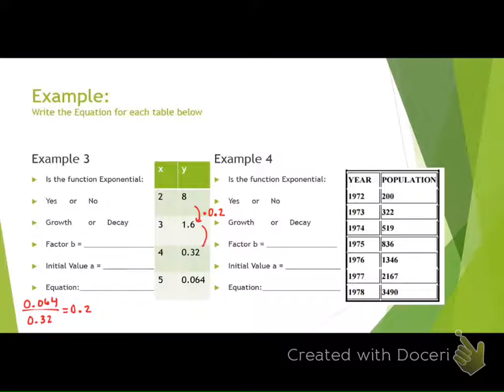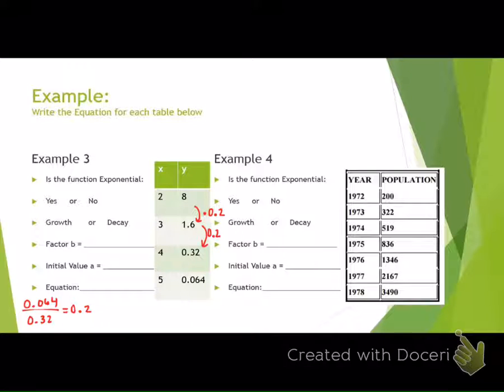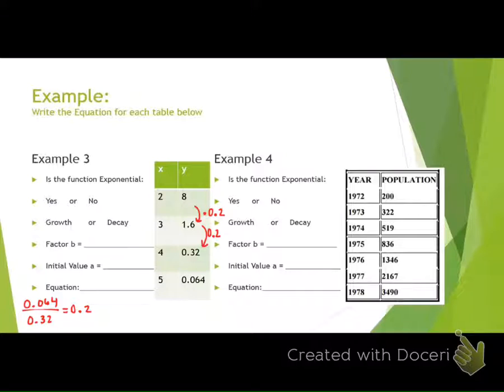Okay, now do 1.64 times 0.2. Does that give you 0.32? So you need to go back and check to make sure it's actually working after you've done that. Because if it's not multiplying by the same thing over and over again, then you're off a little bit.